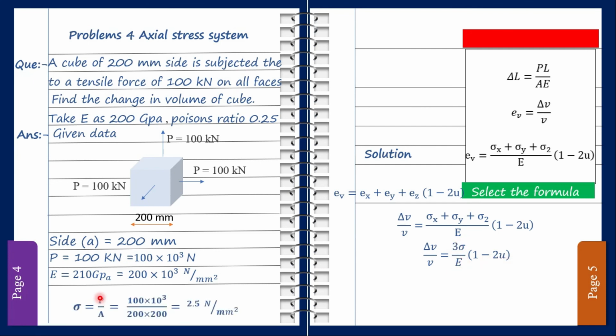So sigma is equal to force upon area. Force is 100 into 10 raised to power 3 and area is 200 into 200. So 2.5 Newton per mm square is the value of stress. I am putting these values in the equation. So volume is 200 into 200 into 200 is equal to 3 into 2.5 is sigma, 200 into 10 raised to power 3 is the Young's modulus and 0.25. So first of all, I will calculate this ratio, then multiply with this, and then I get the value of delta V. So delta V is 150 mm.